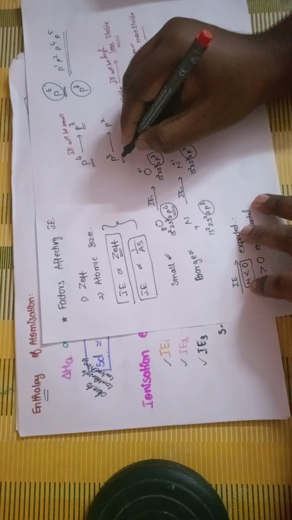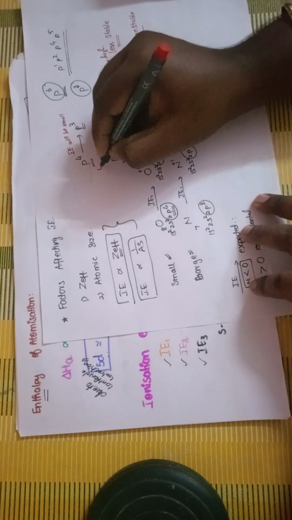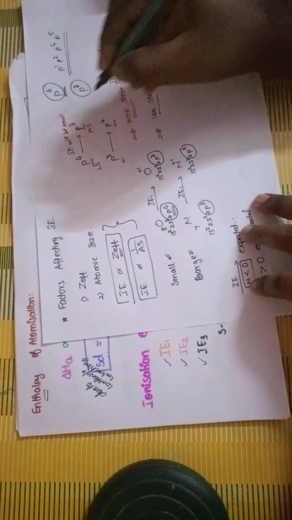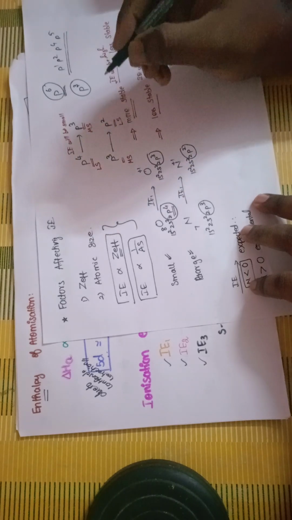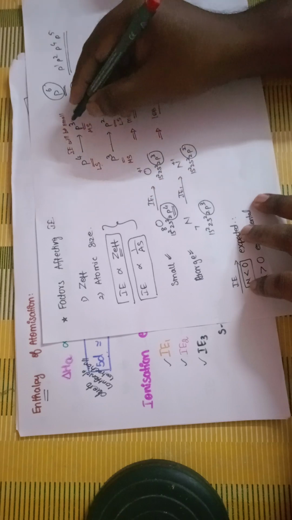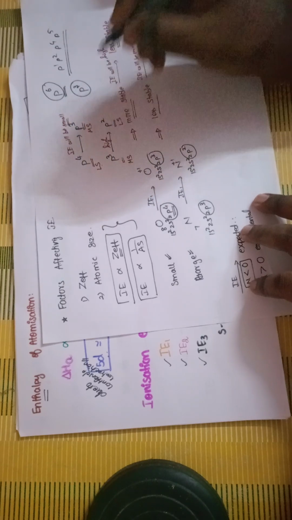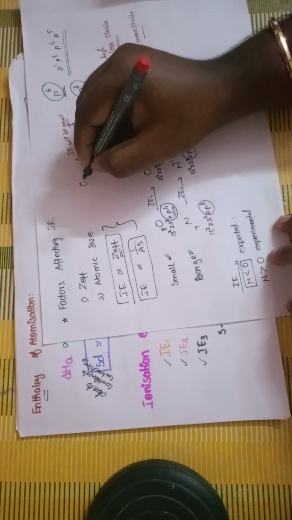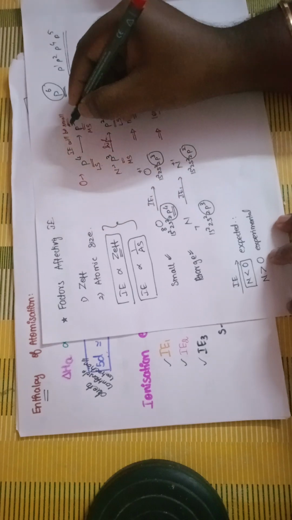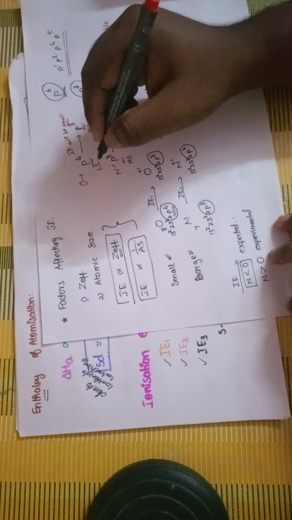P3 is half filled, but here it is partially filled. P3 to P2, more stable to less stable, large; less stable to more stable, small. This is for nitrogen, this is for oxygen. So oxygen ionization energy will be smaller than nitrogen.